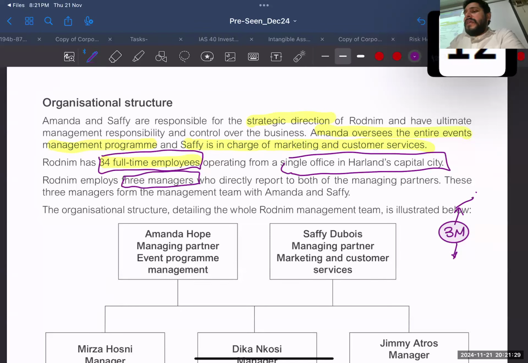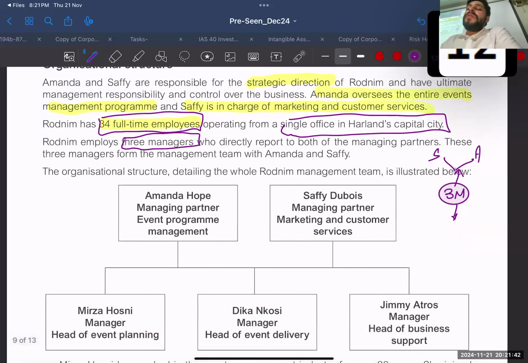They report to A, that is the managing partner, and S. Then it says these 3 managers form the management team with A and S. The organization structure detailing the whole Rodnim management team is illustrated below. A, Hope, that is the AH, managing partner, event program management, and SB, managing partner, marketing and customer services. So this is the role that this person is doing, and this is the role that the SD is performing.